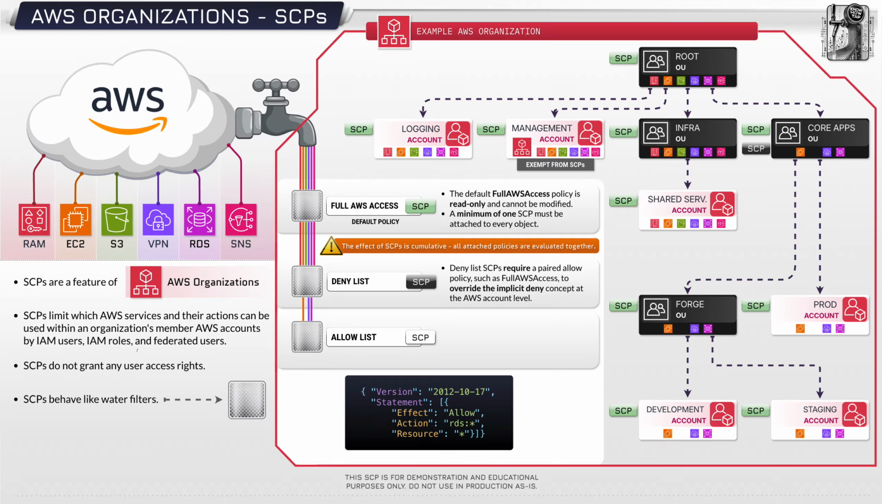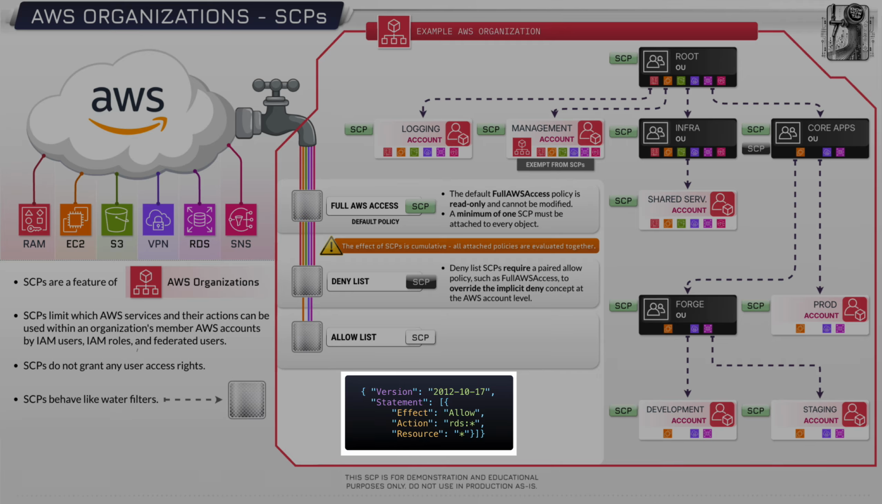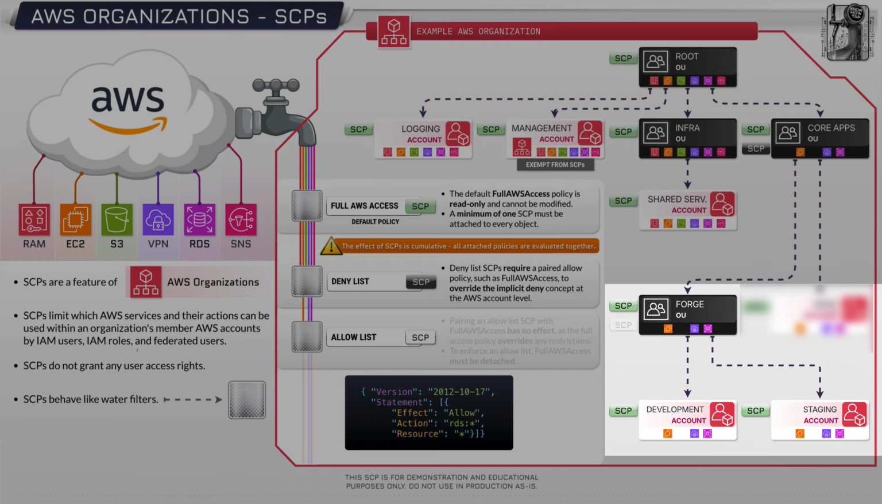Let's come back to our example and apply this allow list SCP at the Forge OU level to see what happens. It only permits the RDS service, but something curious is happening here. Can you guess what it is? I'll pause for a moment to give you time to think it through.